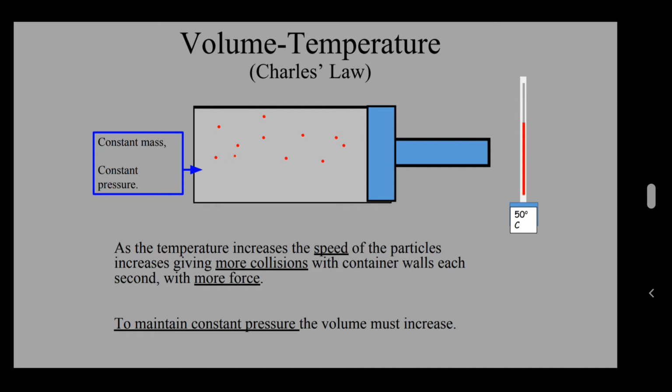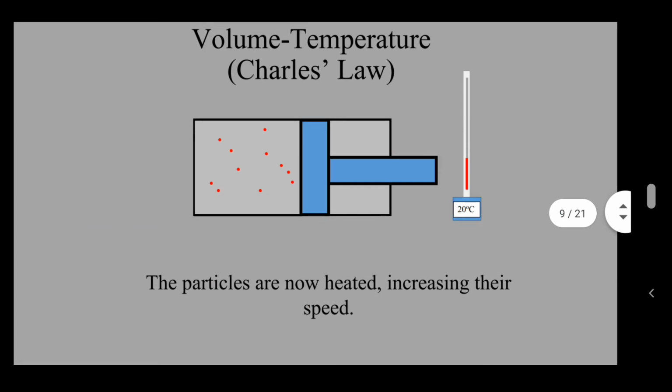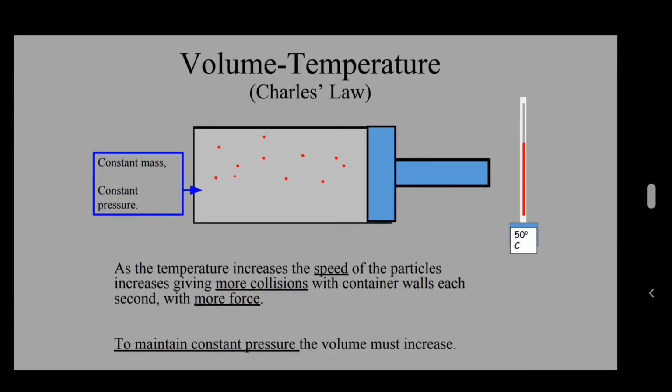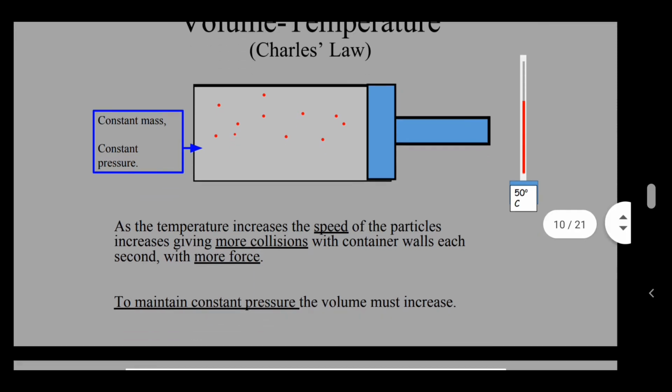Well, the thing that is changing is the volume. As we see up here, the volume was pushed in. But as you increase the temperature to keep pressure constant, the syringe gets bigger, or the volume gets bigger. Constant mass, constant pressure, which means that when you increase the temperature, the volume must also increase.